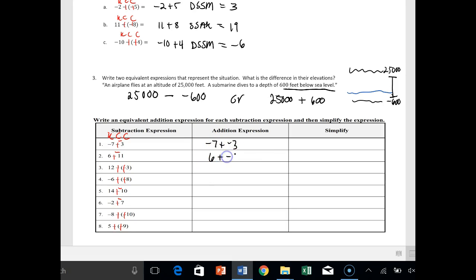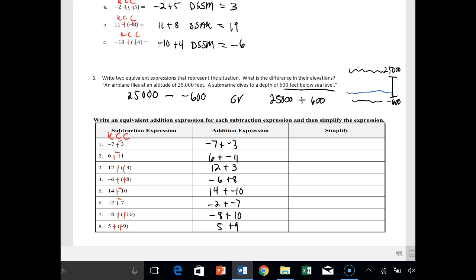So we have our addition problems of negative 6 plus negative 3. 6 plus negative 11. 12 plus 3, you could call it. You could say plus negative 3 if you want. You could just say 12 plus 3. Negative 6 plus 8. 14 plus negative 10. Negative 2 plus negative 7. Negative 8 plus positive 10. And 5 plus 9, right?